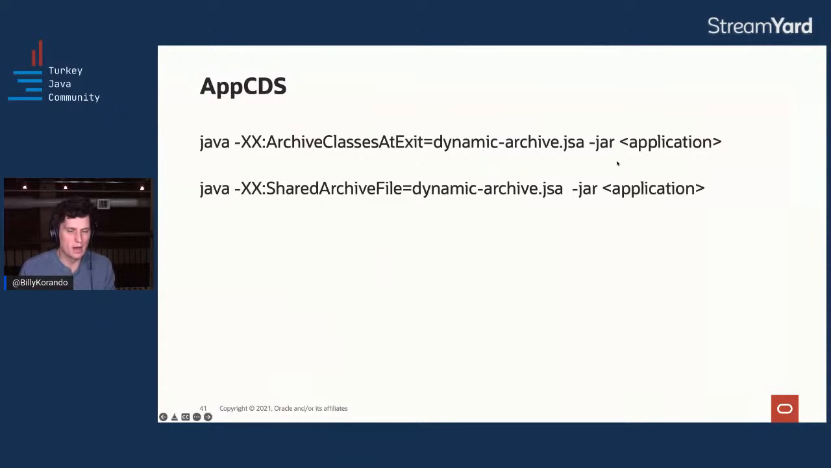You give a name for your shared Java archive, and then you would have the command to start your application. And then to read from that shared archive, you would just say -XX:SharedArchiveFile and then reference wherever that location is on your system. And again, just start your application as normal.